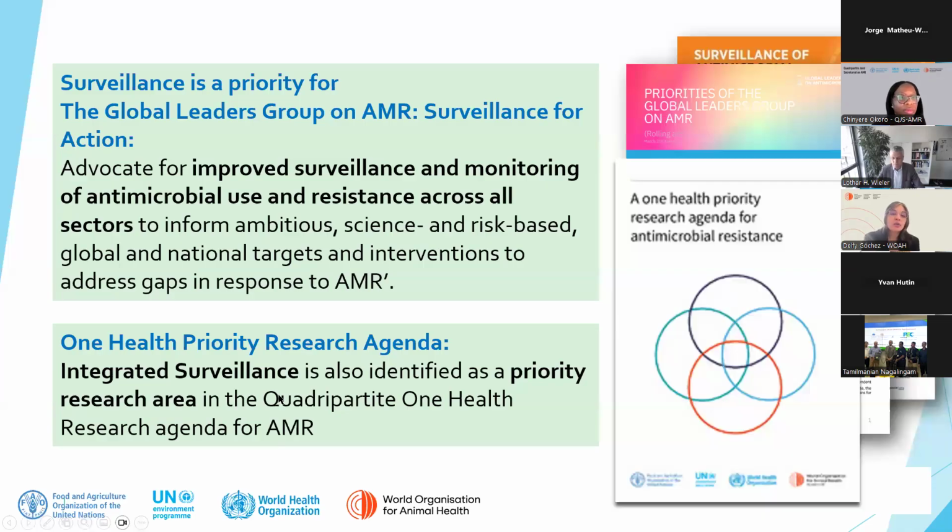Thank you. We also have other types of work that we are doing. One is the One Health Priority Research Agenda, which takes an integrated surveillance approach for the Quadripartite, where we are prioritizing research areas on AMR. The other is the Global Leaders Group on AMR, Surveillance for Action. This group advocates for improved surveillance and monitoring of AMU and AMR across all sectors to inform ambitious, science and risk-based global and national targets and interventions to address gaps in response to AMR. Next, please.